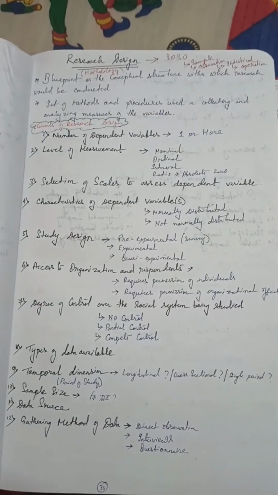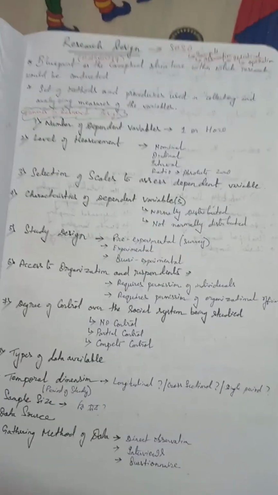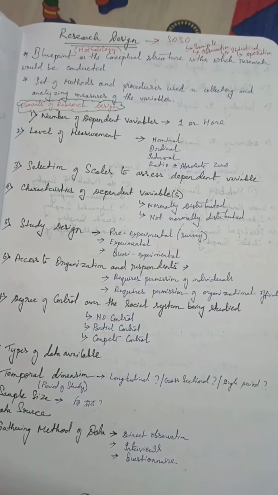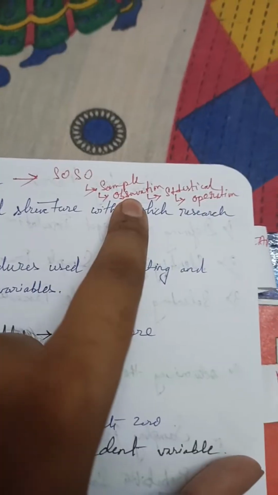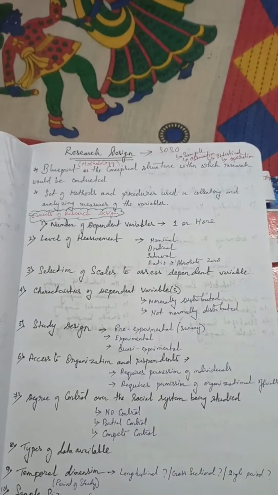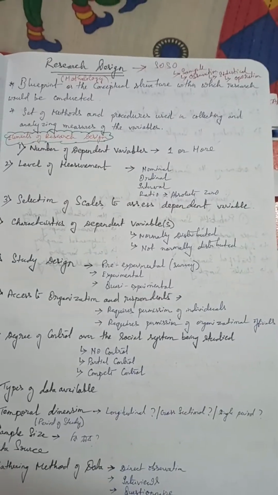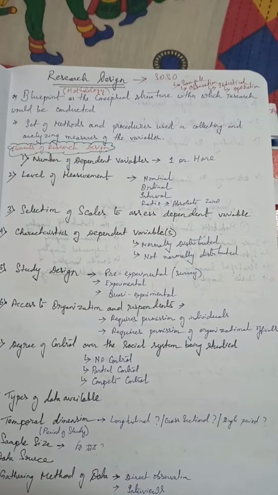What is research design? Research design means SOSO. That means Sample, Observation, Statistical Operation. It is called SOSO. So, the blueprint or the conceptual structure within which research would be conducted. Design means the blueprint or the conceptual structure within which research would be conducted.